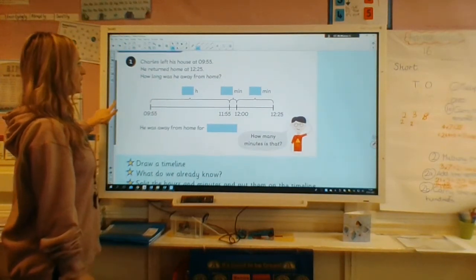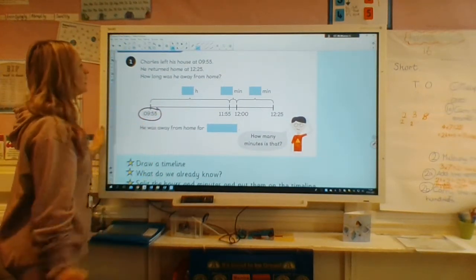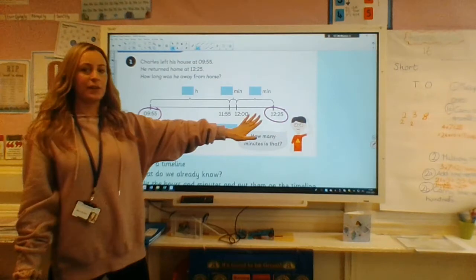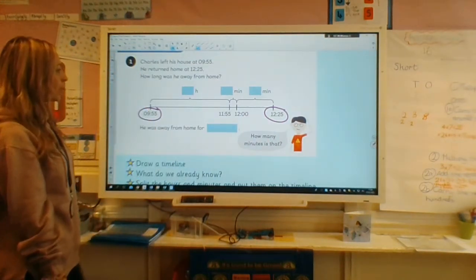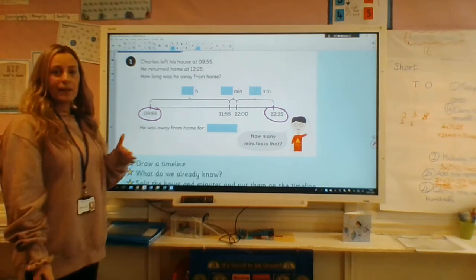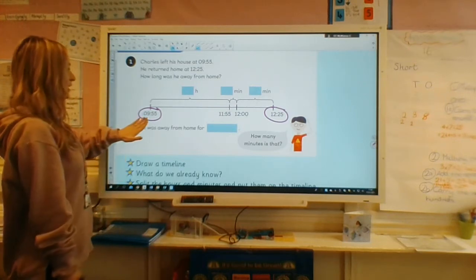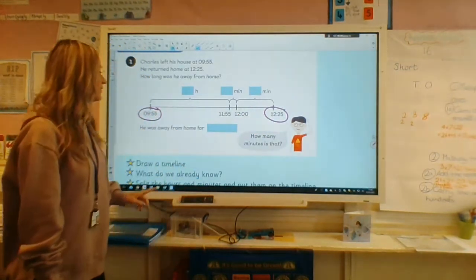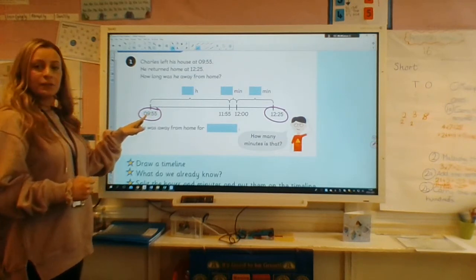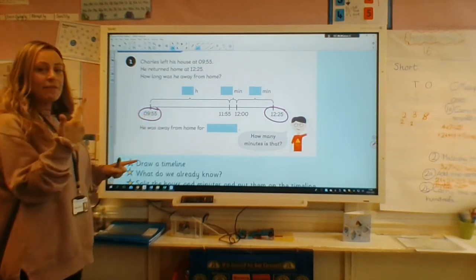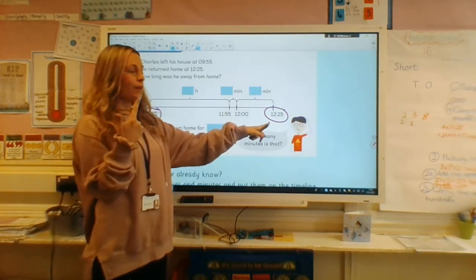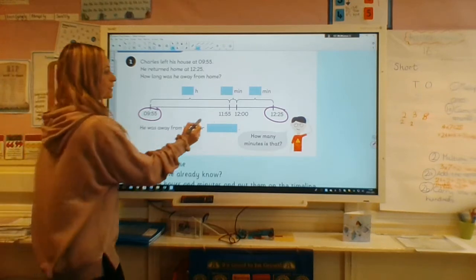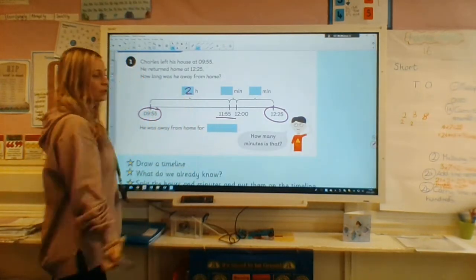Now we've got here, Charles left his house at 9:55. He returned home at 12:25. So we've got a start time and a finish time. It says, how long was he away from home? Well, again, you need to work out the hours and then the minutes. So if you left the house at 9:55 and got home at 12:25, let's do the hours first. We've got 9:55, 10:55, 11:55. You can't do 12:55, that's too long. So 2 hours would take us to 11:55.